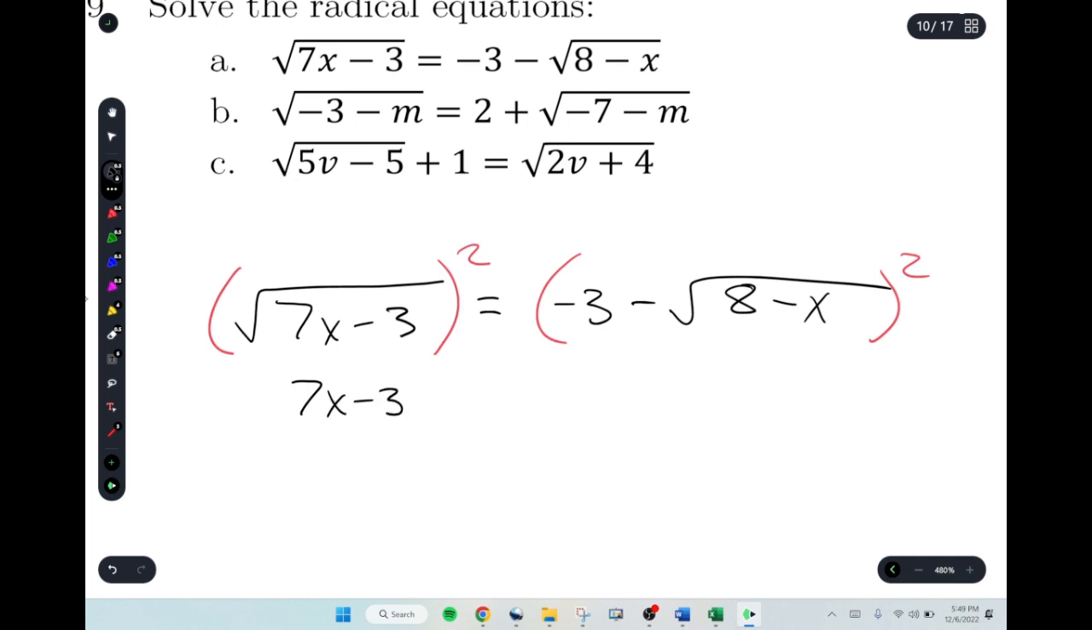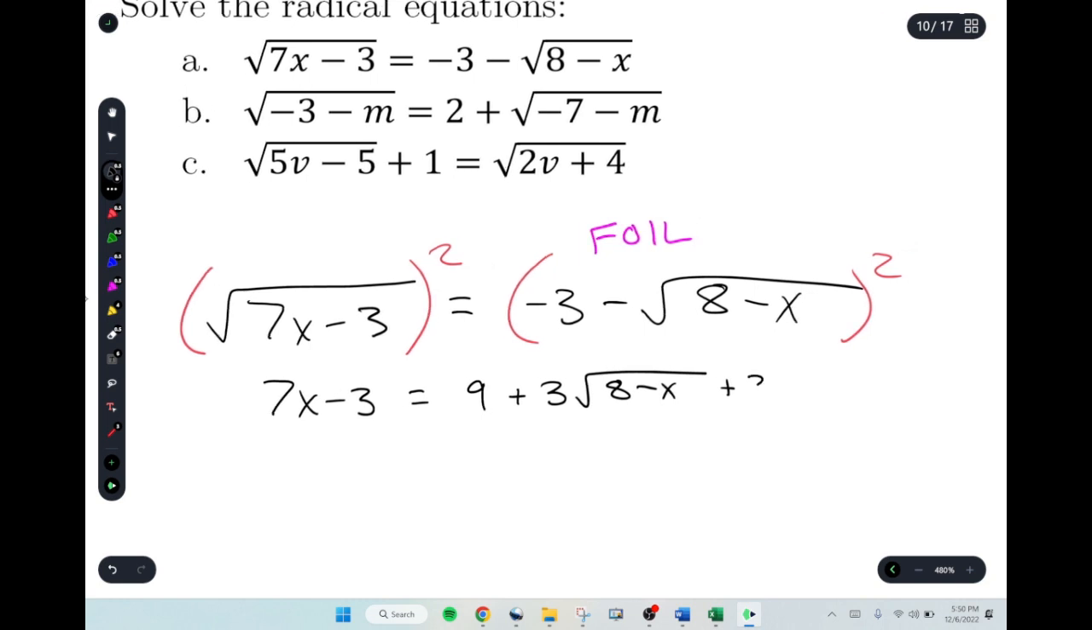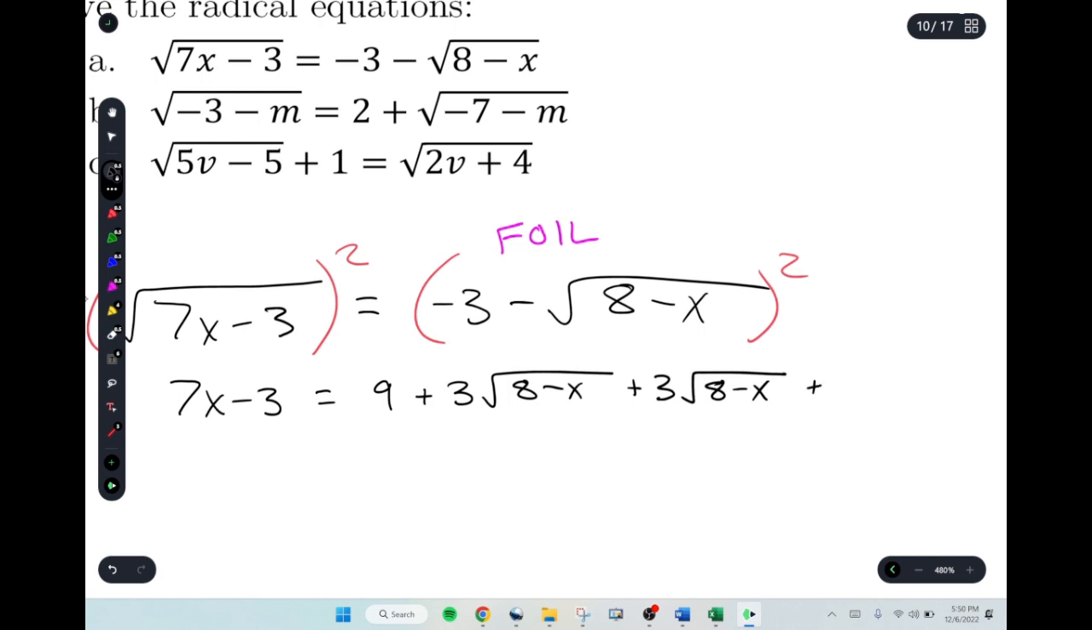7x minus 3. And the right side, don't be a hero. Don't just jump right into it. What do you have to do to that thing? Foil it, right? So you get 9. Right? First. Plus 3 plus another one of those same things, right? The middle two terms are always the same. And then plus what?